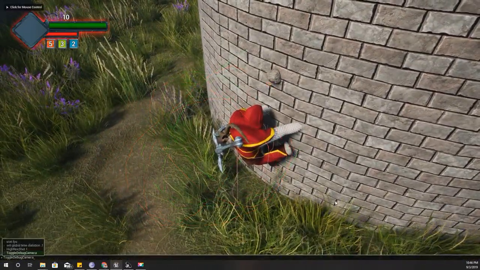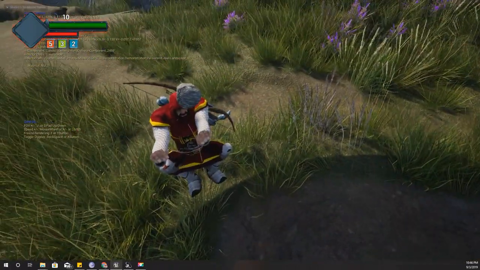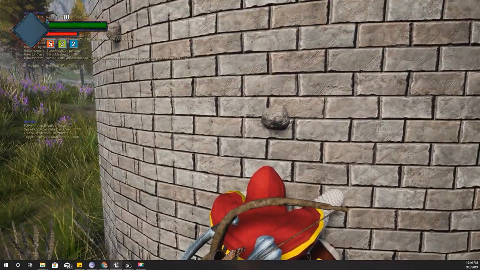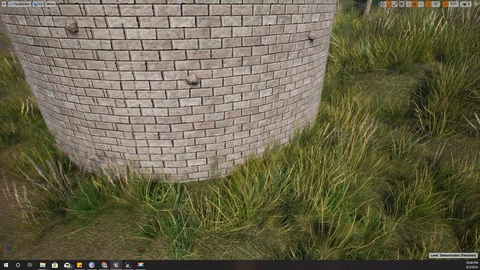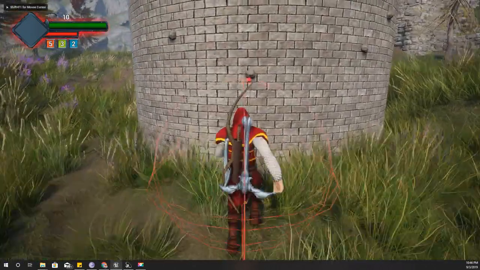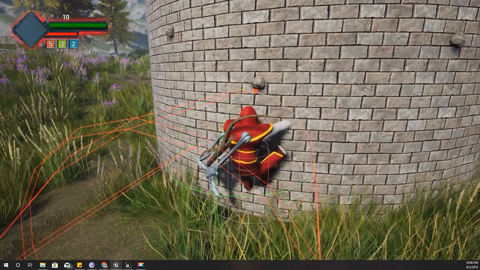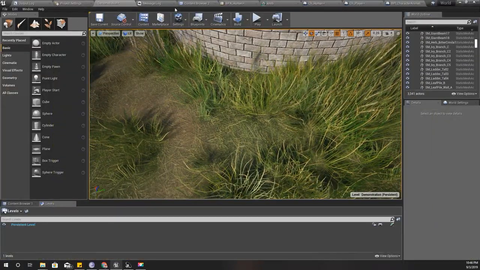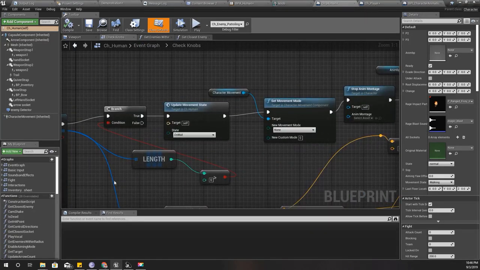Okay, let's see where the sub hand is. Where is sub hands? They are here. But my hand should go to that knob. And as you can see from that red dot, I get the knob location correctly. So what causes that?